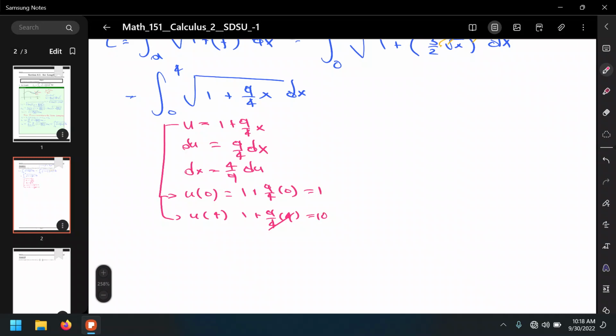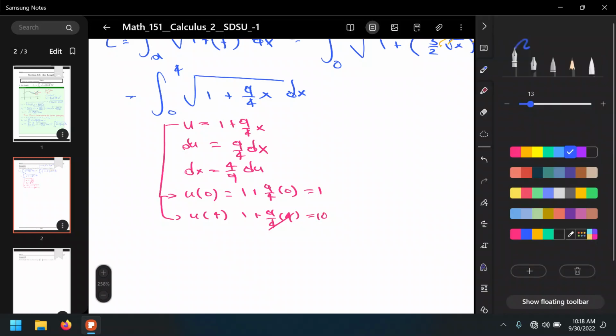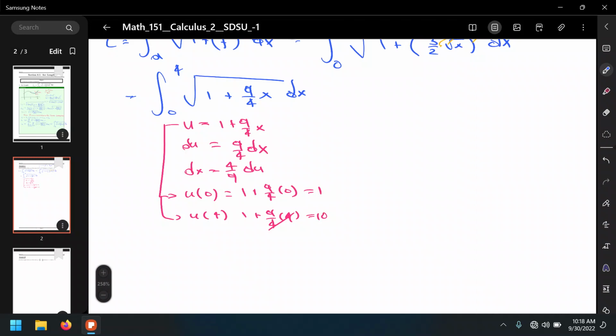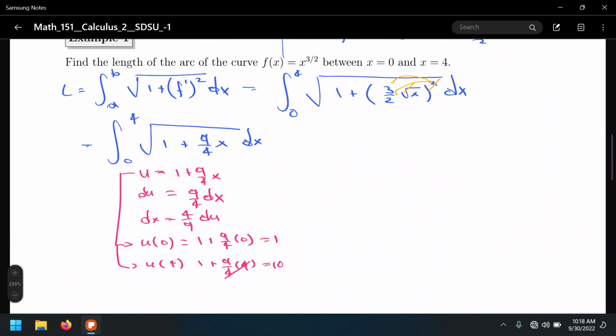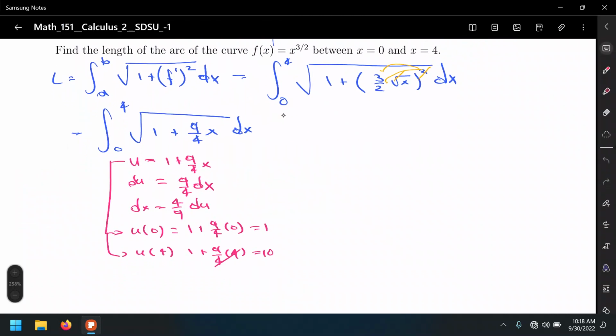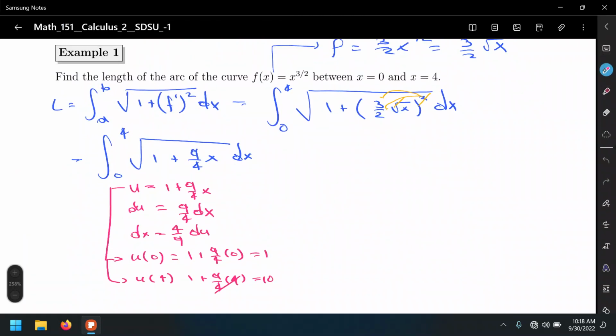Alright, so let's change the integral using the substitution. Let's write down the integral with the new limits of integration. So that's the integral from 1 to 10 of the square root of u, and dx becomes 4 over 9 du.